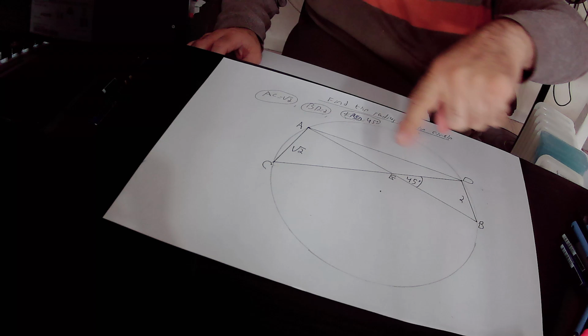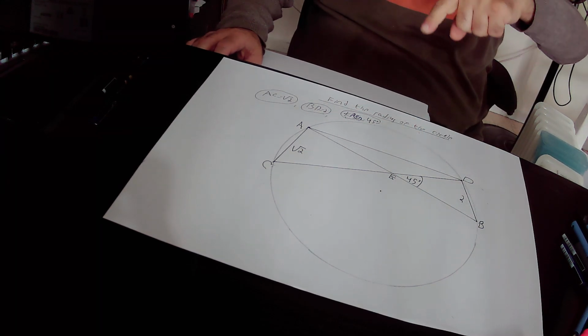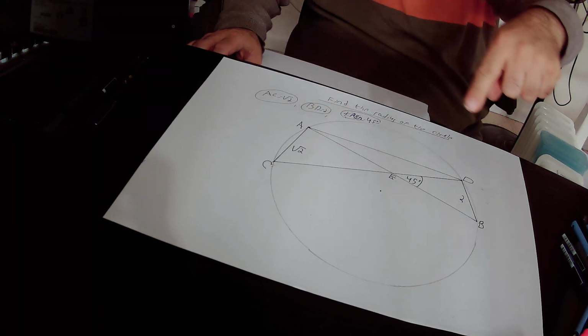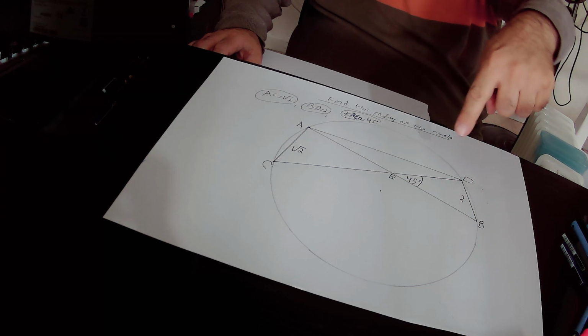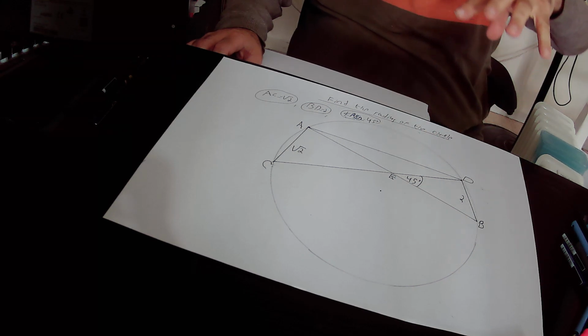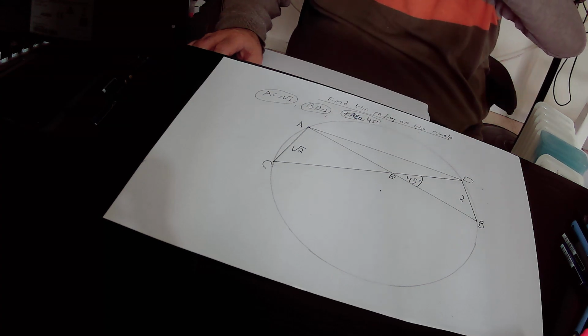Hello, in this lecture we'll find out the radius of a circle. In the drawing we have a circle. Inside this circle we have chord AC that is equal to square root of 2 units. We have chord DB that is equal to 2 units. And finally we have this angle DEB that is equal to 45 degrees. Our mission is to find out the radius of this circle.